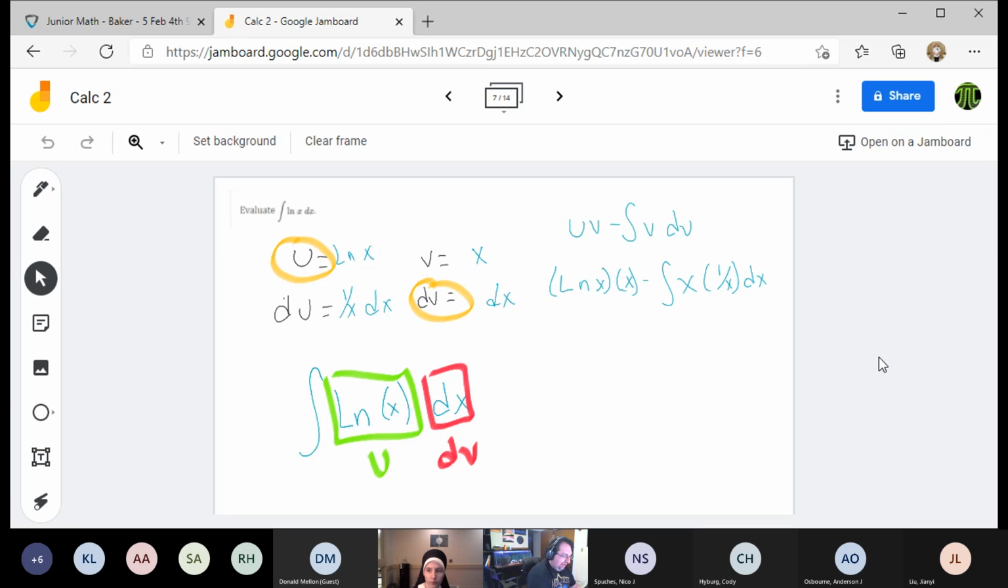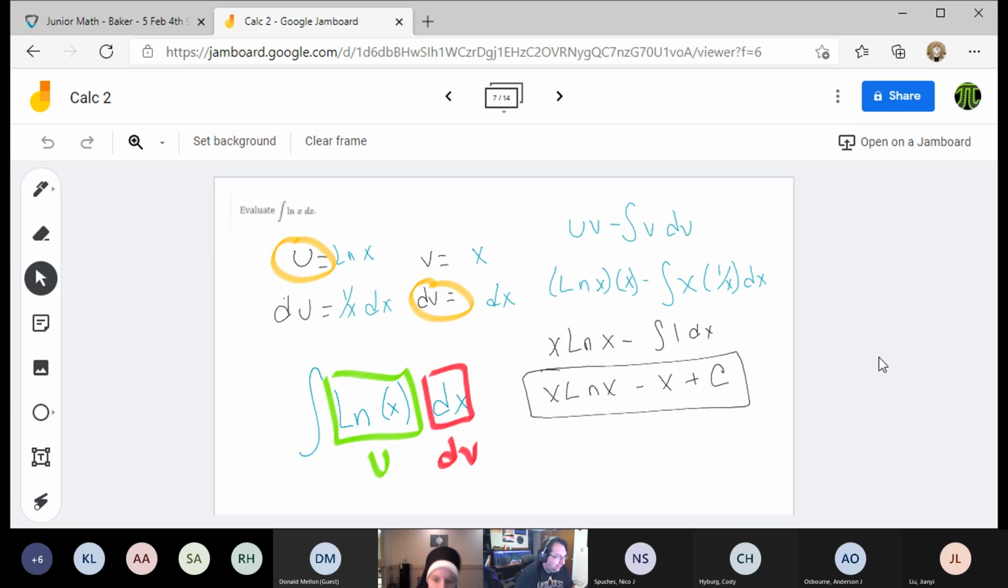Okay. So then I've got my problem over here. I've got the ln of x times x. So I'm going to rewrite that as x ln of x minus the integral of x times 1 over x, which is just 1. So that's 1 dx. So this is x ln of x minus the integral of 1 dx, which is just x. And then we add the plus c on the end. So the integral of ln of x is x ln of x minus x plus c.